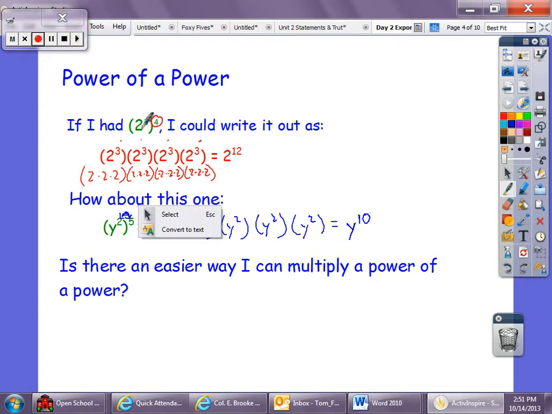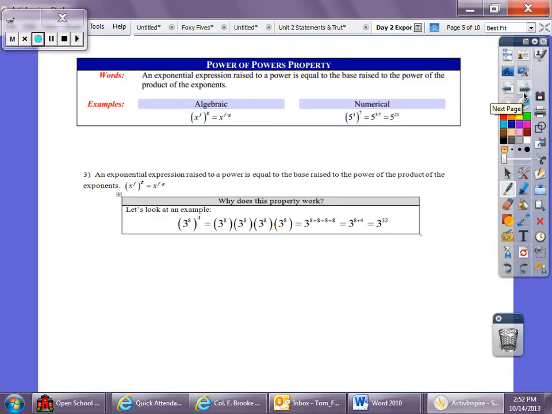Same thing here. We have 2 to the third to the fourth. I have 2 to the third, 1, 2, 3, 4 times, so I can multiply 3 times 4, which gives me that 12. So what we can do is multiply the exponents. An exponential expression raised to a power is equal to the base, this is the base, raised to the power of the product of the exponents. It means we're going to multiply the two exponents.